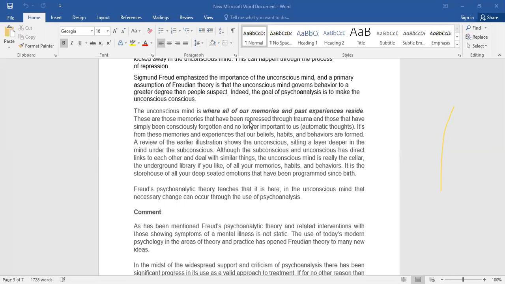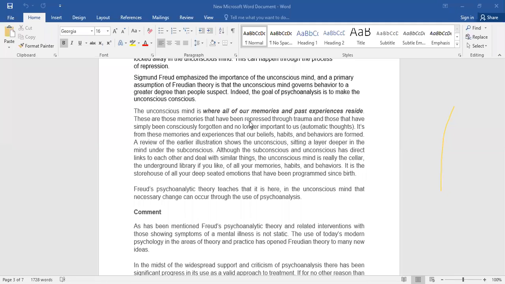These are memories that have been repressed through trauma, and those that have simply been consciously forgotten and are no longer important to us. And these are the automatic types of thoughts. It is from these memories and experiences that our beliefs, habits, and behaviors are formed. So it means that the unconscious mind is very important. Why? Because our beliefs, habits, and behaviors directly spring from there.